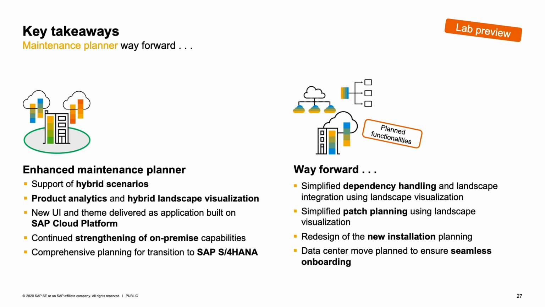There are advanced capabilities to identify and proactively start planning for product versions which are going out of maintenance. With hybrid landscape visualization, you can visualize connected systems in a landscape picture, analyze your landscape, and trigger planning. You can also plan cloud integration scenarios with Maintenance Planner. We plan to continue expanding in this direction.